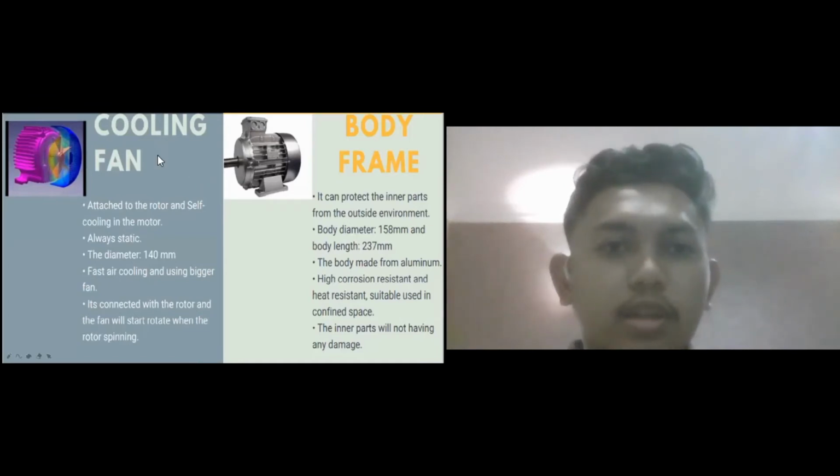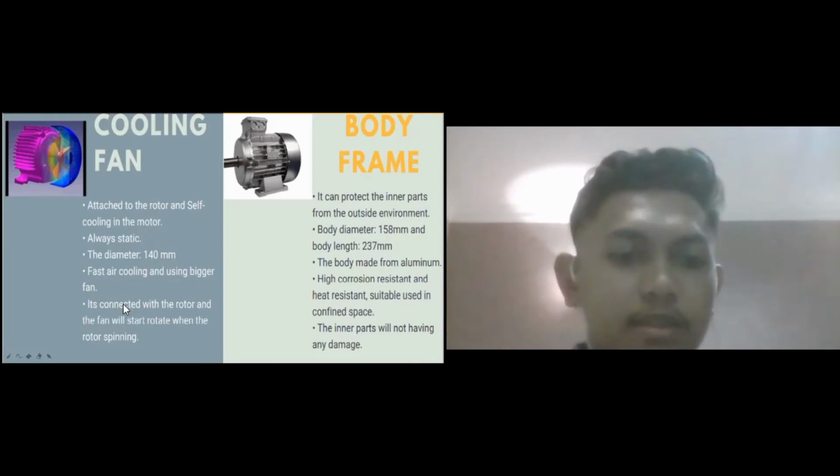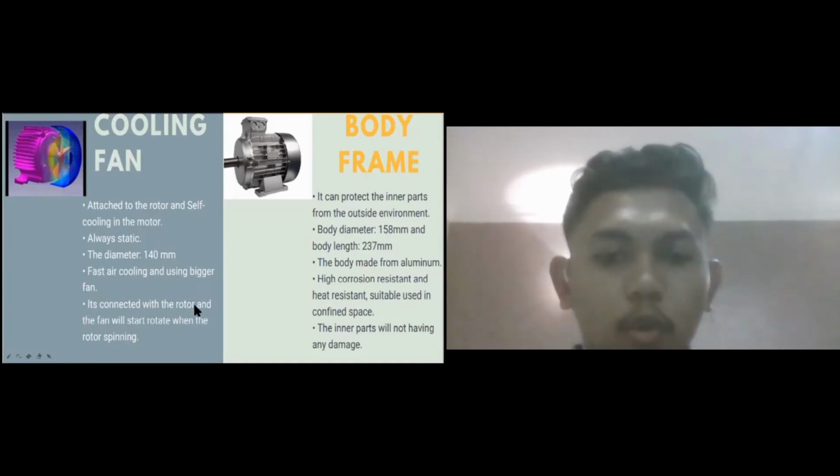Now I will continue our presentation about the unique parts. The first unique part is the cooling fan. The cooling fan is attached to the rotor and provides self-cooling in the motor. The diameter of the cooling fan is 140 mm. The cooling fan gives fast air cooling and uses a bigger fan. It is connected with the rotor, and the fan will start to rotate when the rotor is spinning.